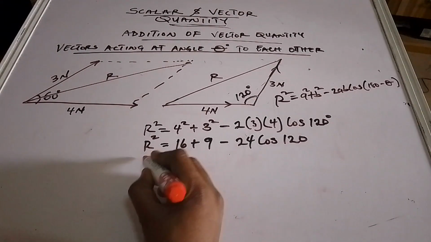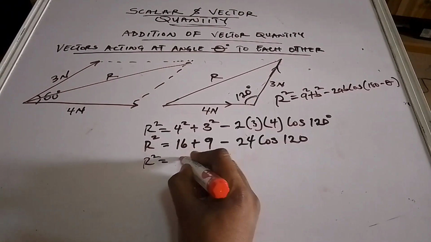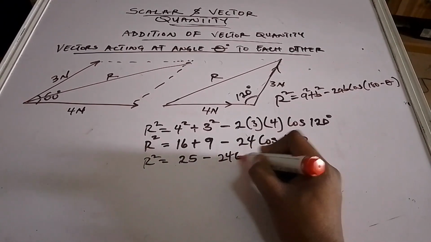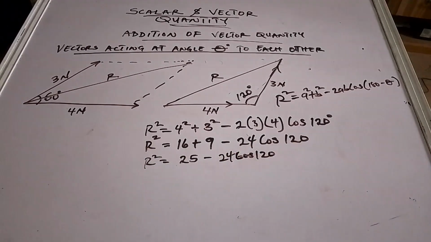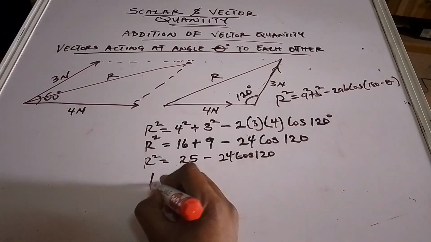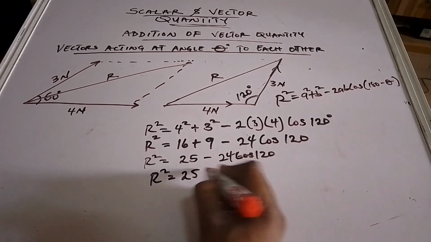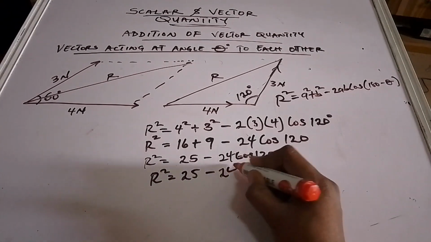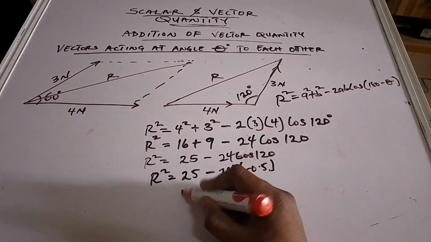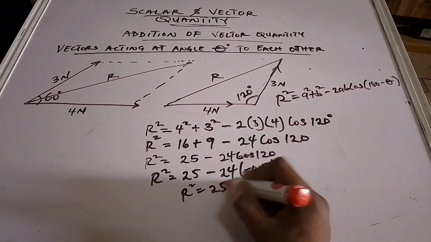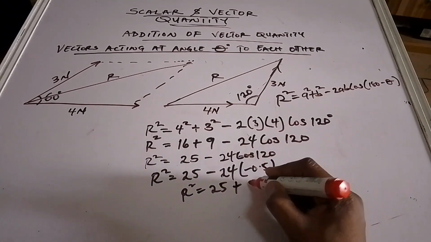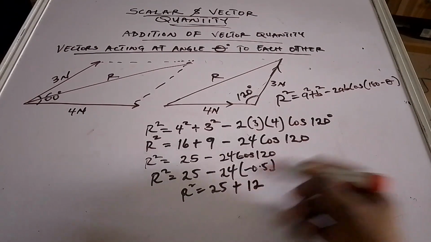So let's quickly do this now. Our r square is going to, what is 16? We have to have 25 minus 24 cos 120. And what is cos 120? And cos 120 is minus 0.5. So r square is going to 25 minus 24 multiplied by the cos 120, which is minus 0.5. So our r square is going to be 25, the minus and minus is going to give you plus, that is plus, and this one is going to give you 12.